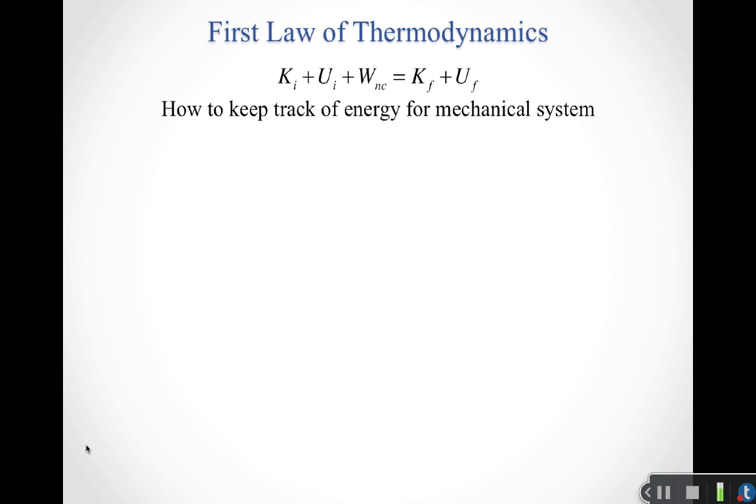Okay, so to set up the first law of thermodynamics, let's step back for a second to think about how we keep track of energy for mechanical systems. Because fundamentally, the first law of thermodynamics is about keeping track of energy. So when we talk about mechanical systems, this is certainly the most common way that we've chosen to keep track of mechanical energy.